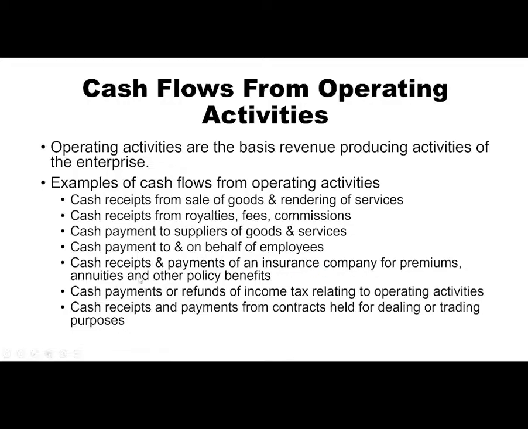We have annuities and other policy benefits, cash payments or refunds of tax relating to operating activities, and cash receipts and payments from contracts held for trading purposes. So these are the cash receipts found under the activity.